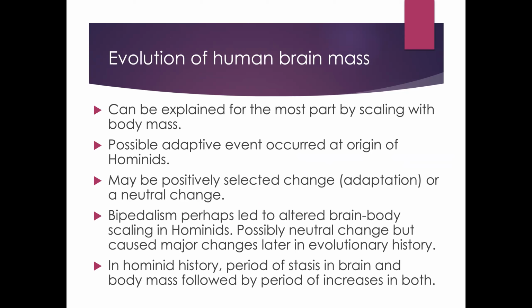My feeling is this is likely to be bipedalism. It may have been a positively selected change, which is an adaptation, or it could have been just a neutral change. And why I say a neutral change is that the Australopithecines were bipedal, and they didn't increase in brain mass and body mass until a few million years later. So this possibly neutral change in the relationship between brain mass and body mass may have caused major changes later in the evolutionary history of the hominids.